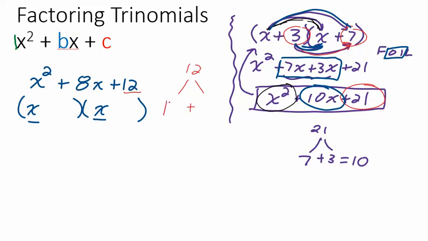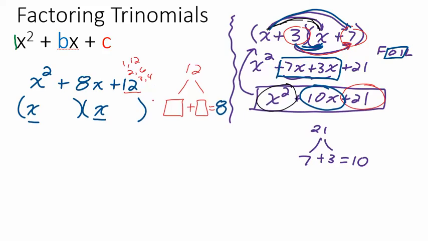I'll put little boxes here. We've got to figure out what these numbers are, and they add to be whatever the middle number is, the middle term, which is 8, the coefficient there. Can you think of two numbers that would multiply to be 12 and add to be 8? My advice is to think of the numbers that multiply to be 12. Don't think of all the numbers that can add to be 8, because that's a lot of possibilities. So for 12, we've got 1 times 12, 2 times 6, that looks like a winner, and 3 times 4.